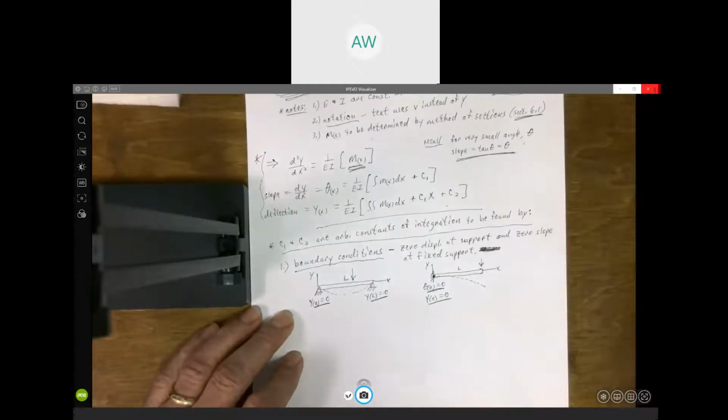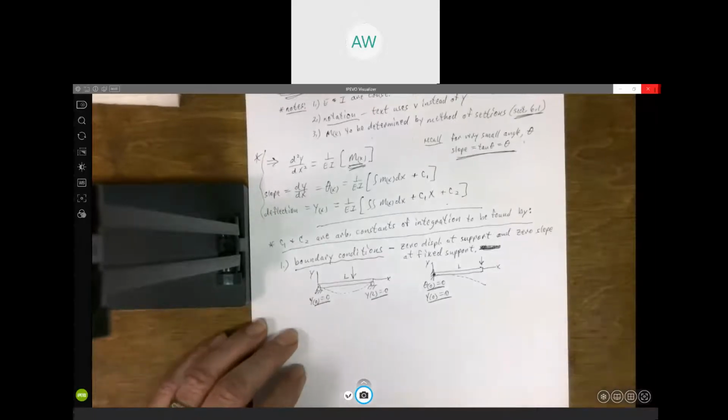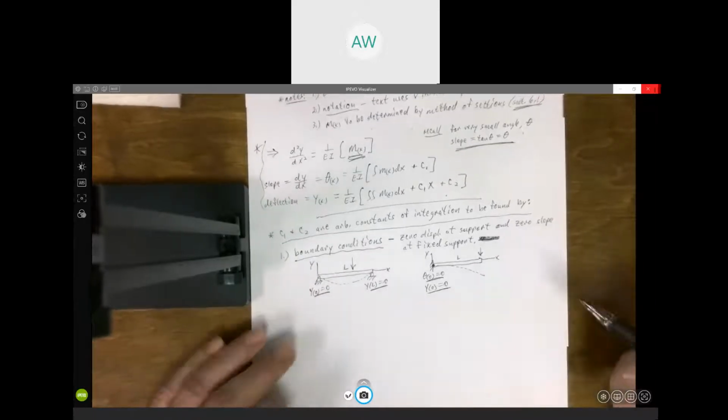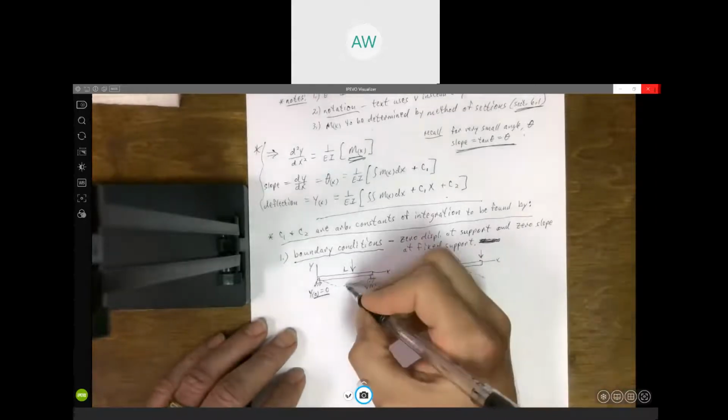Now, one other thing you can use sometimes, and you may or may not be able to use it to find your constants, but it's also a good thing to know here.